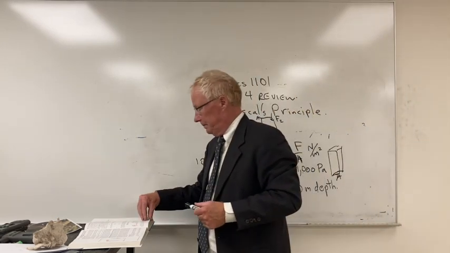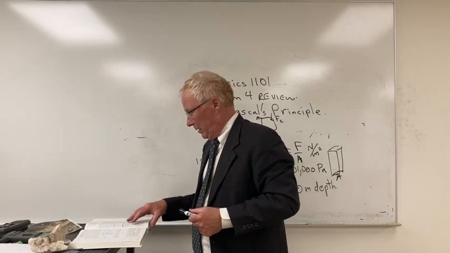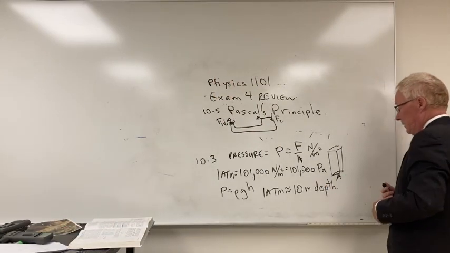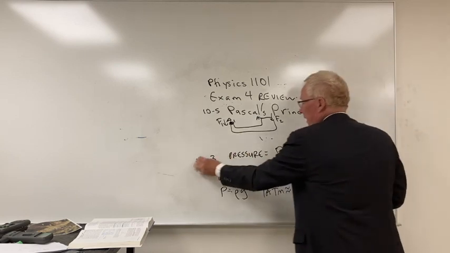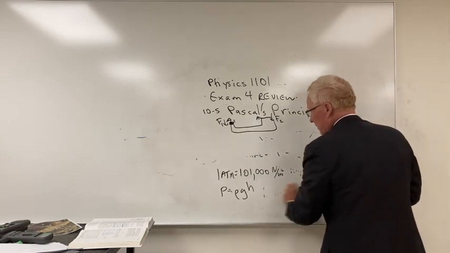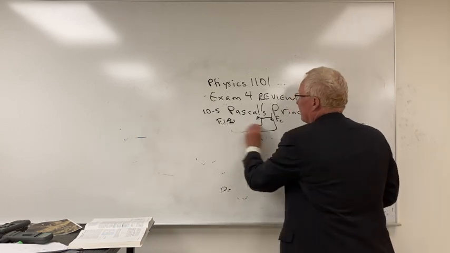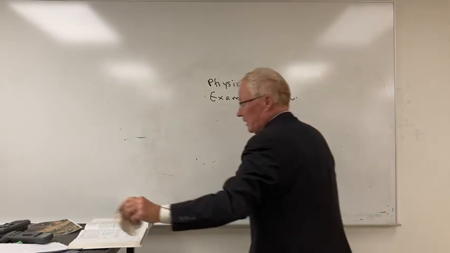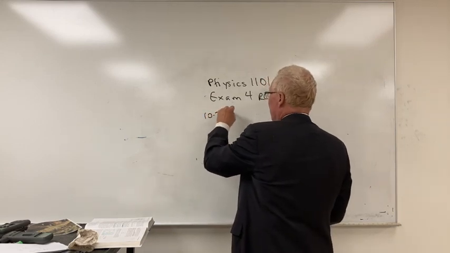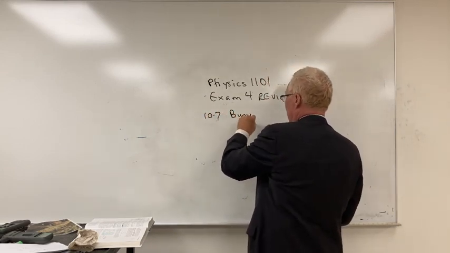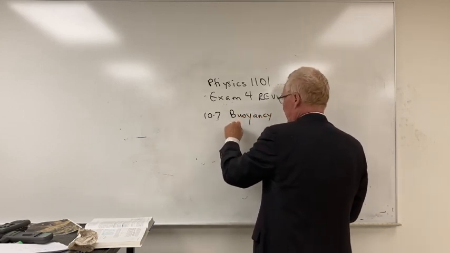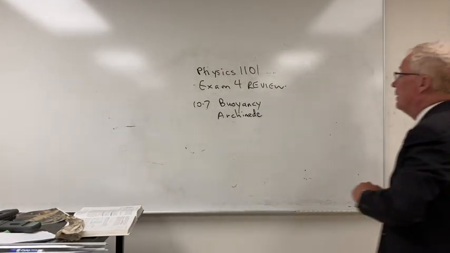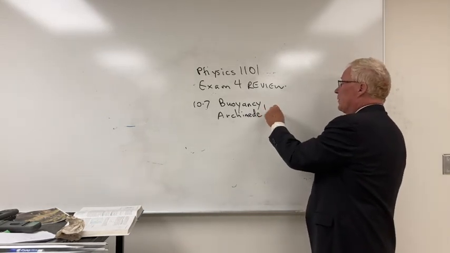Nothing in barometers. Oh yeah, our 10.7. This is lab. I can't remember what lab anymore. There's a lab on Archimedes' principle. Well, that was lab 10. So 10.7 is buoyancy and Archimedes' principle.